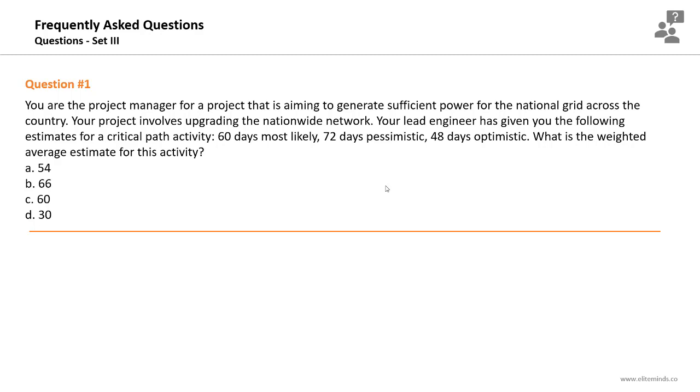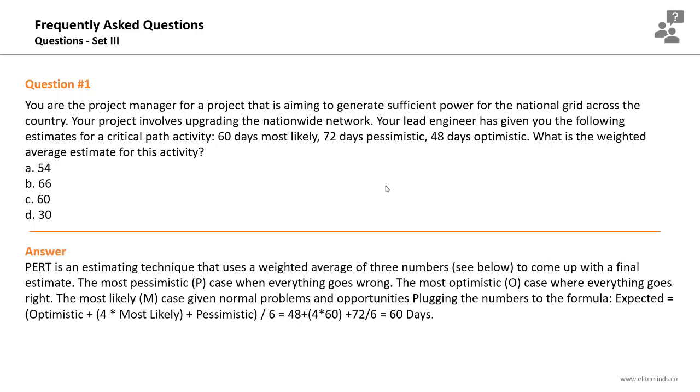So the pessimistic, optimistic, and most likely are given in the question. The weighted average is the PERT estimate. It's the weighted average, and you need to apply its formula using the 3 figures in the question. PERT is an estimating technique that uses a weighted average of 3 numbers. The 3 numbers are the pessimistic, optimistic, and most likely. Plugging in the numbers in the formula: optimistic plus 4 times most likely plus pessimistic, divided by 6.